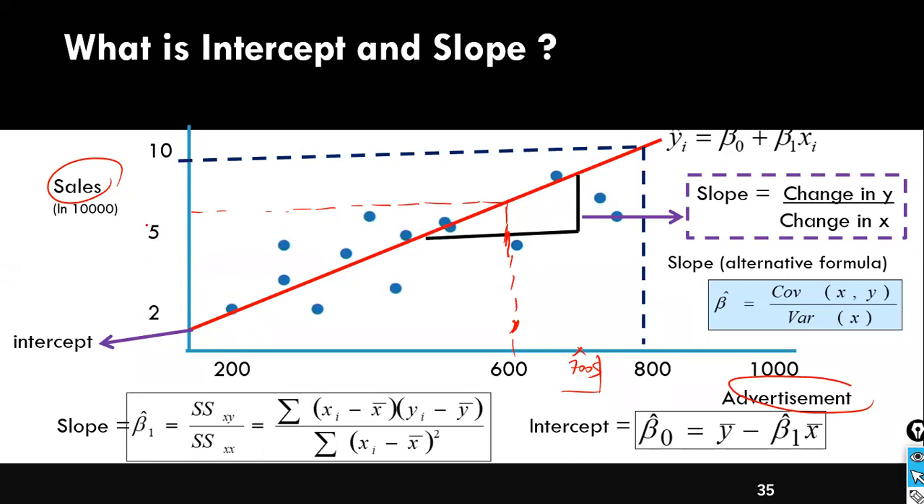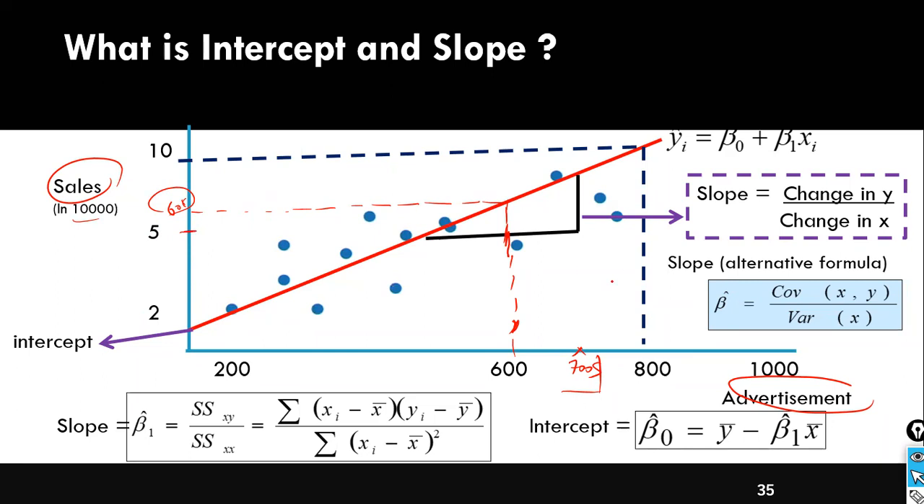So in 10,000 sales, which means 50,000, something like that. And here, let's say 50,000, it is something around 60,000. Okay, 60K something like that. If I spend $600, I can expect 60,000, something like that.